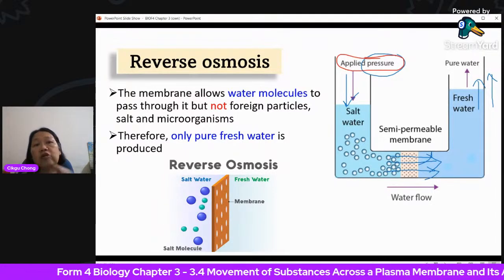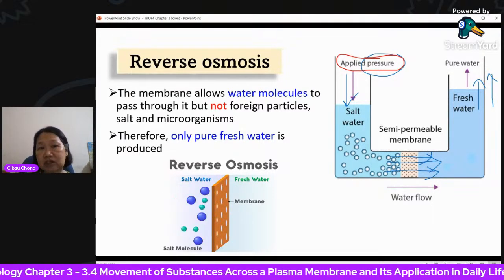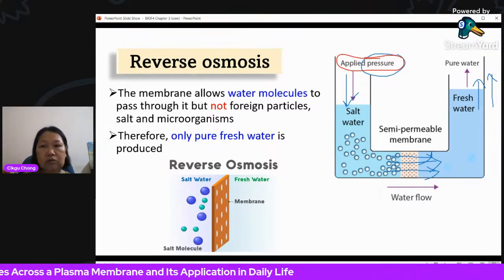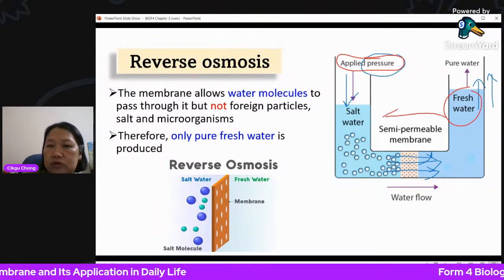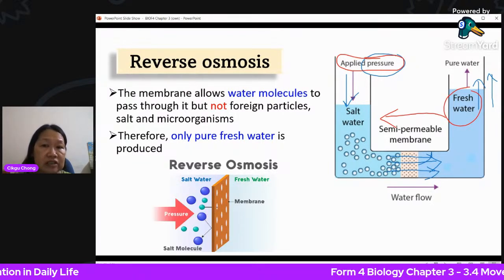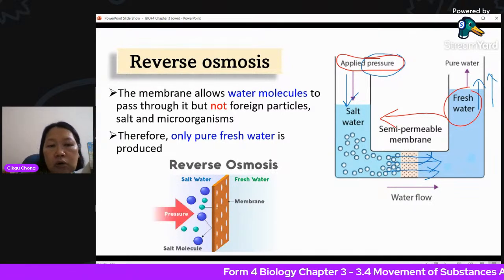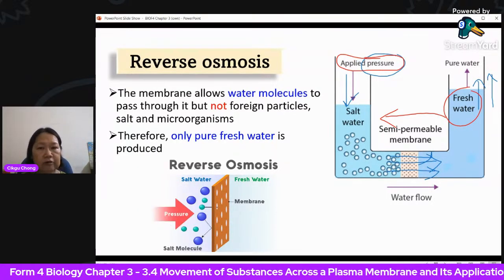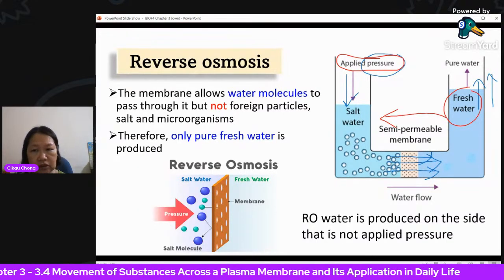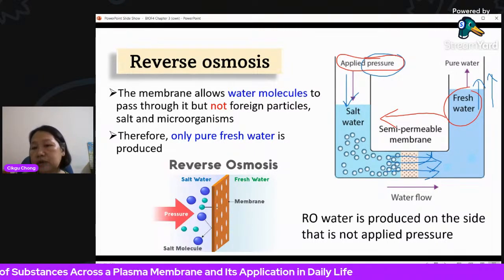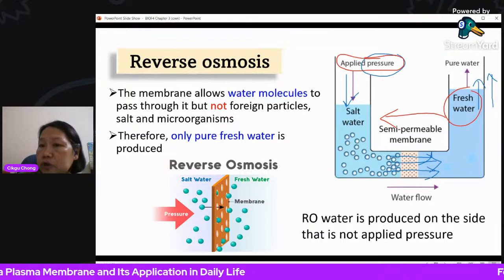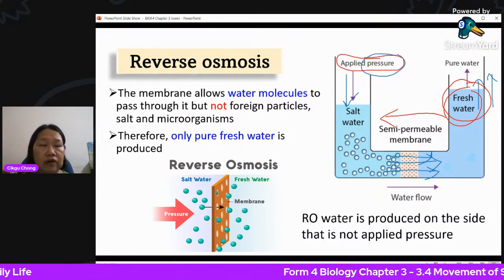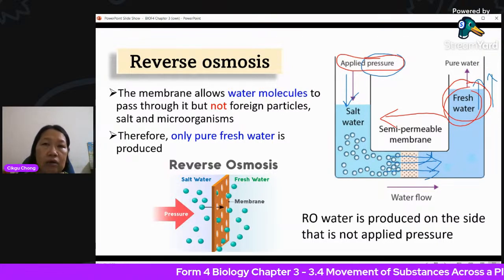Okay, clear? That's why we call it reverse osmosis, because it's the opposite of osmosis. If it's osmosis, B will move to A. You don't do anything, water will move from the fresh water to this side. That is osmosis. Now you reverse it by applying pressure, and your water is moving from A to B. So now, the RO water is produced on the side that is not applied pressure. On that side, your water will accumulate. Then later you extract it, put it into bottles and sell it as drinking water, or what we call RO water.